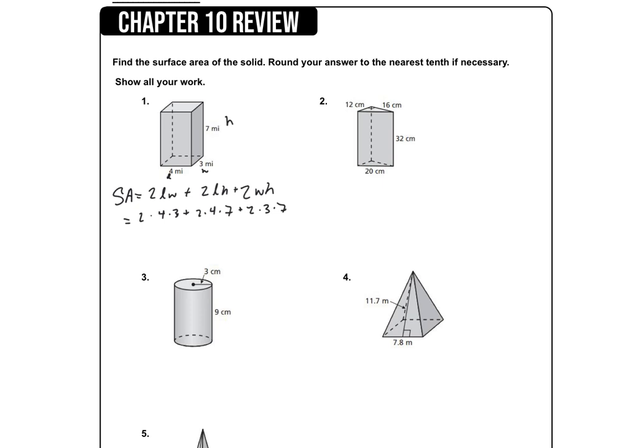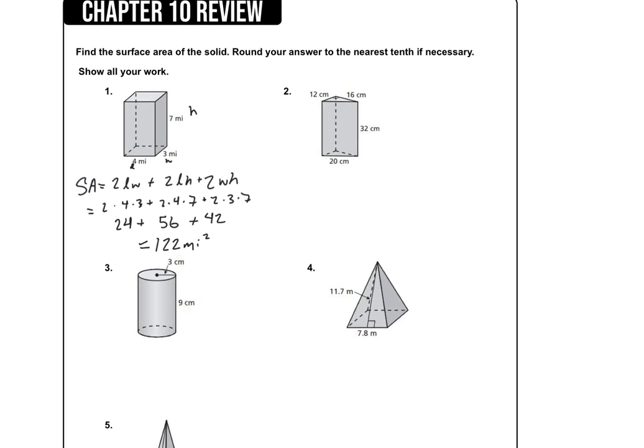Okay. 4 times 3 is 12, times 2 is 24. 4 times 7 is 28, times 2 is 56. 2 times 3 is 6, times 7 is 42. 24 plus 56 plus 42. If we add those all together, we get an answer of 122, and this is going to be miles squared.